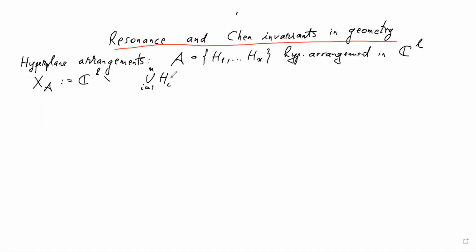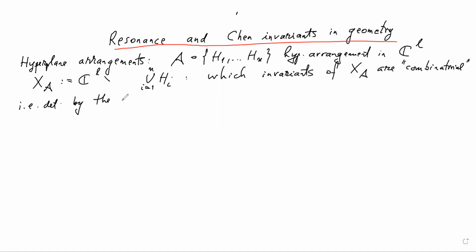This is a very interesting topological object, and there is a fundamental question whether geometric objects associated to X_A are in effect combinatorial or not. Which invariants of X_A are combinatorial? And what does combinatorial mean? Usually people mean by this that they are determined by what's called the intersection lattice of the arrangement, L_A or L(A).